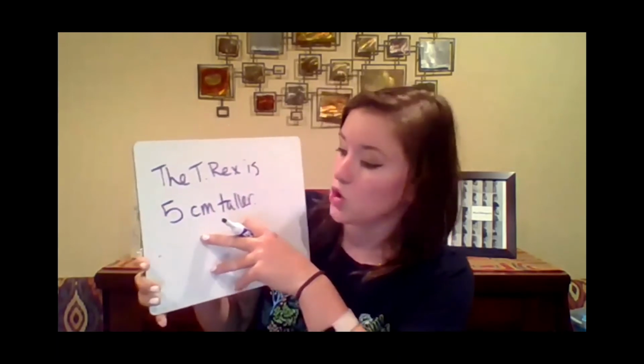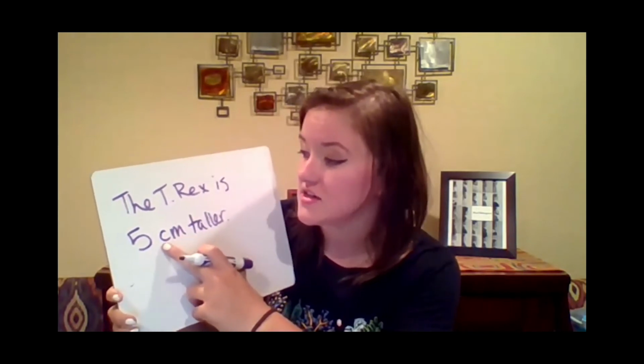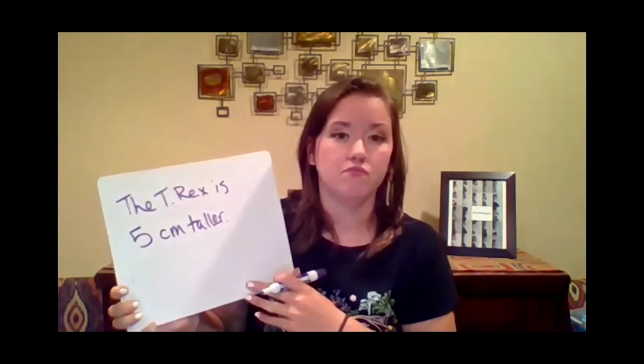So now I'm going to erase this and I'm going to write my statement. Here we go. I'm going to say the T-Rex is 5 centimeters taller. And here's a fun trick. Centimeters is a really long word. So how we abbreviate or make it shorter is we just use cm for centimeters. So if you ever don't want to write out the word, just put cm. So the T-Rex is 5 centimeters taller. Nice job.